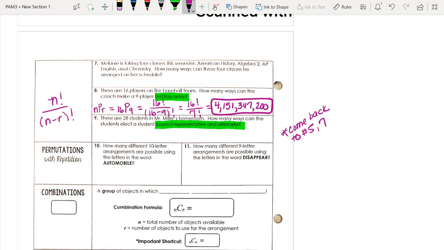Okay, so here we go. So nPr. Okay, N is the total number of students to choose from. There are 28.